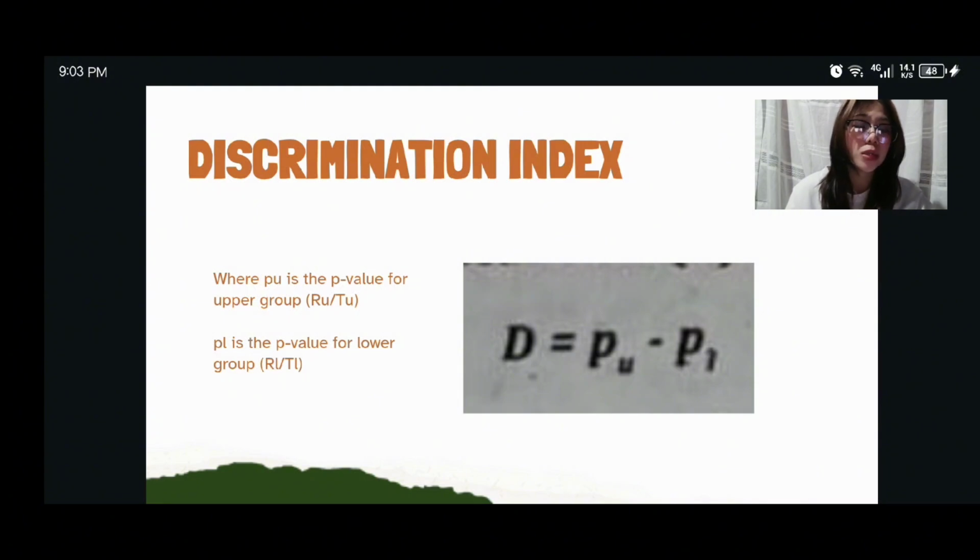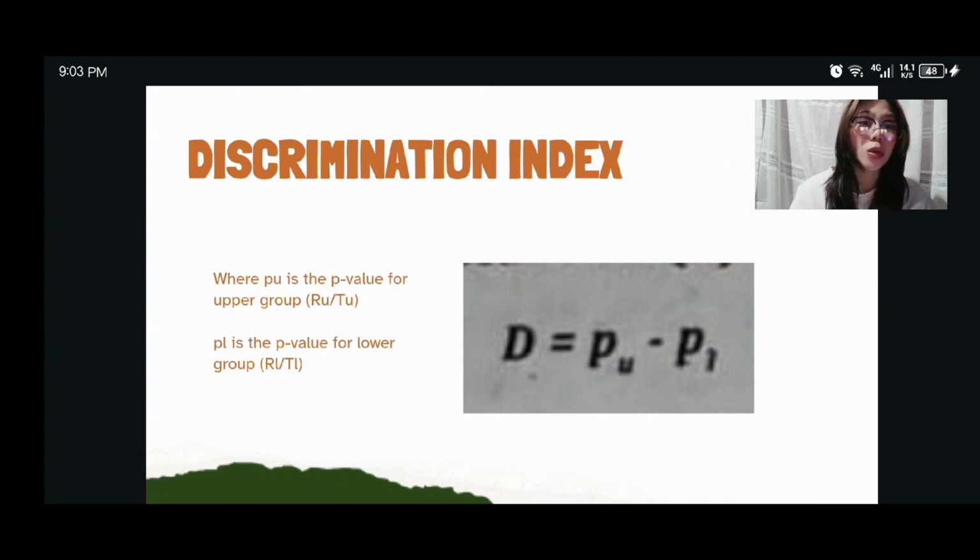So why do we need to subtract the p-values? This formula is essentially a more concise way of expressing the original discrimination index formula. The original formula mentioned is D equals Ru over Tu minus Rl over Tl.